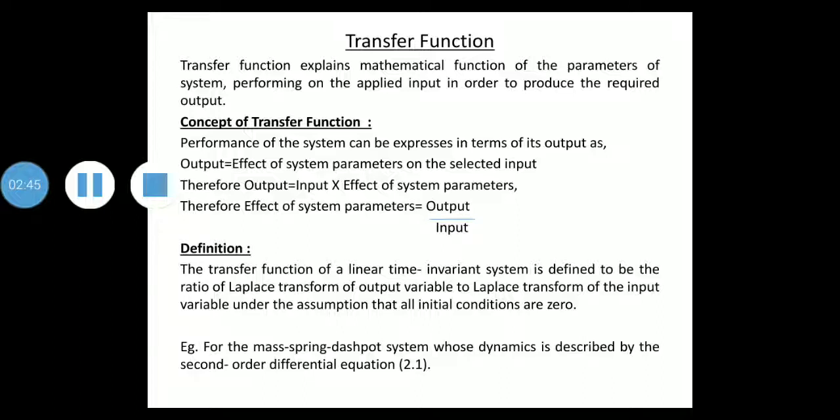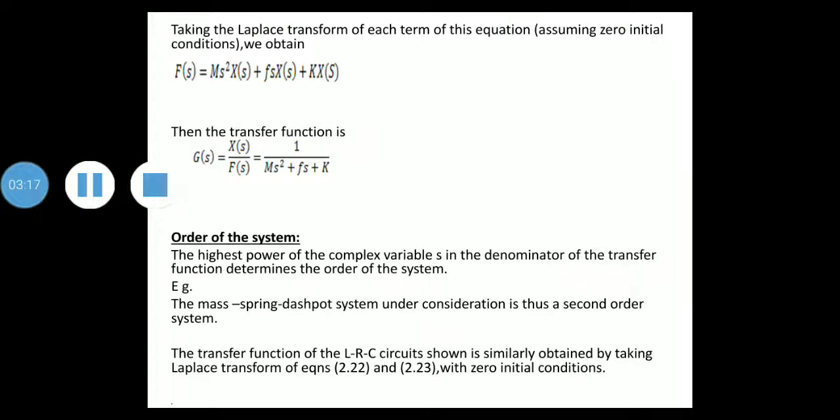The transfer function of a linear time invariant system is defined to be the ratio of Laplace transform of output variable to Laplace transform of the input variable under the assumption that all initial conditions are 0. We'll take the example of a mass spring dashpot system, and the dynamics is described by the second order differential equation, which is given as equation 2.1. Then we'll take the Laplace transform of each term of that equation 2.1.